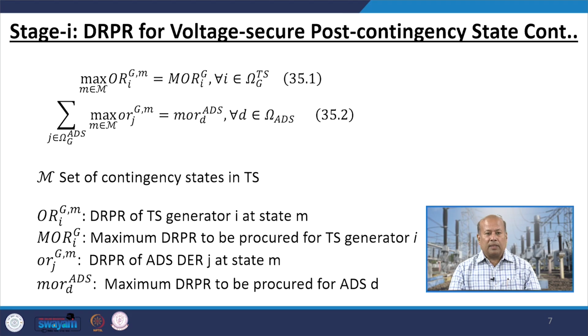Lowercase OR represents the DRPR of the ADS DR at state M. Lowercase MOR defines the maximum DRPR to be procured for ADS. So, in both the equations, as you could see, uppercase OR is for the transmission system and lowercase OR is for your ADS, or active distribution systems. Similarly, uppercase MOR represents the maximum DRPR for the transmission system, and lowercase MOR represents the maximum DRPR for your active distribution systems.